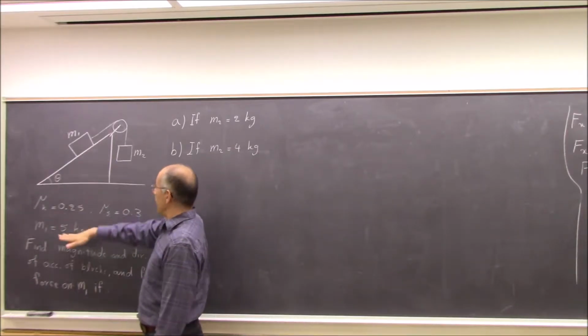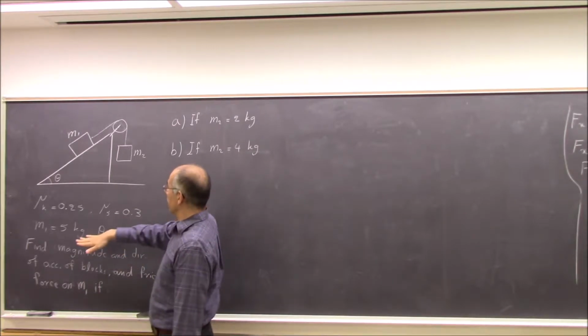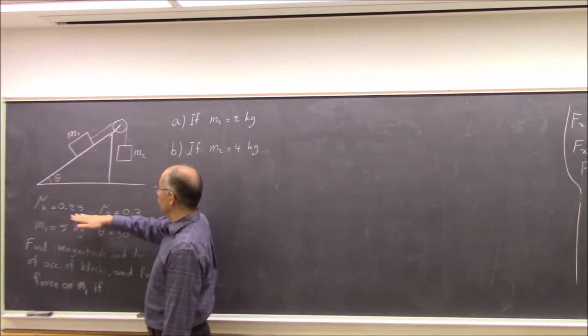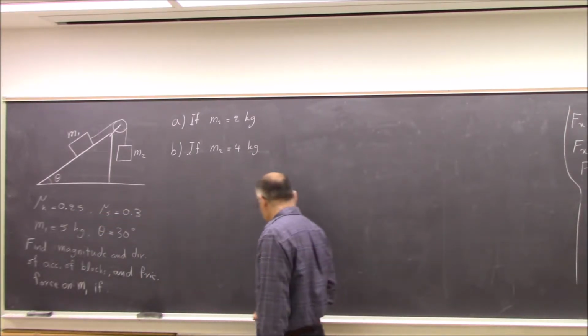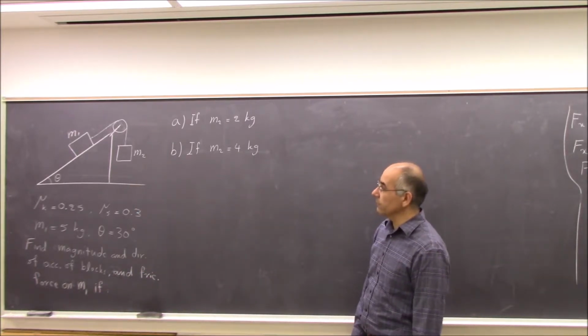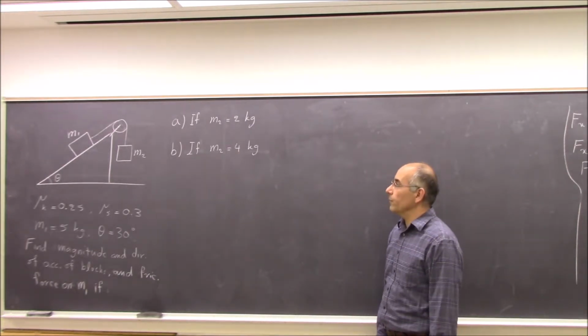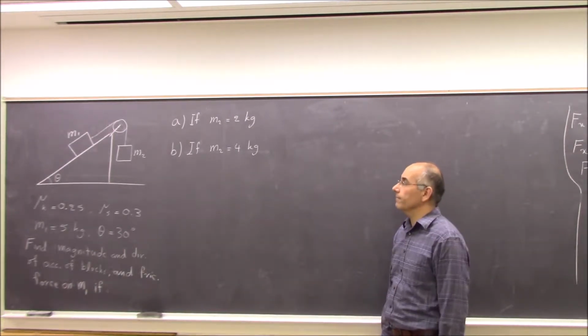Here, m1 is 5 kilograms, m2 is 2 kilograms, part A. Theta is 30 degrees, and mu k and mu s are given. You want to see what is the acceleration, magnitude and direction of the blocks, and also the force of friction: how much force of friction, in which direction, on m1.